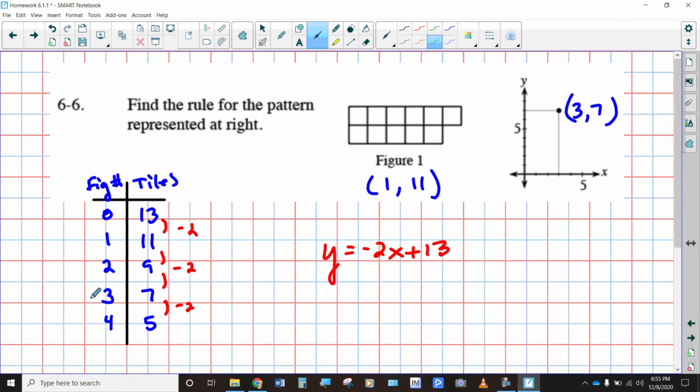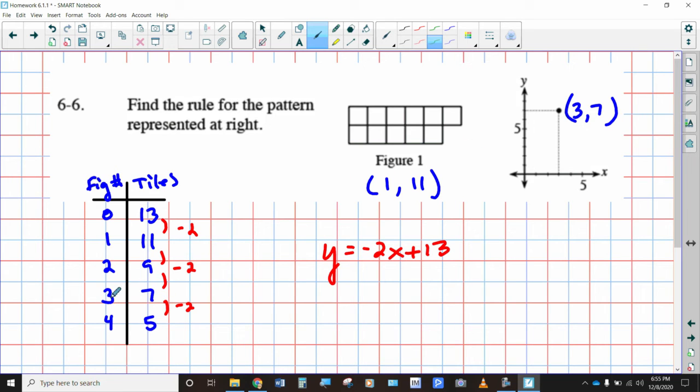All right, problem number 6. Find the rule for the pattern that is represented at the right. Okay, so to get to the rule, I think the best idea would be to go through and create a table. So you can find out what the y-intercept is and then look for the counting sequence to figure out what the growth rate is. And that's what we did here.